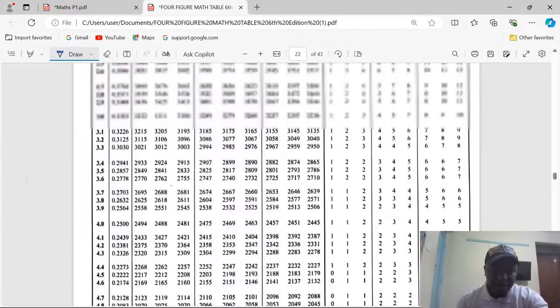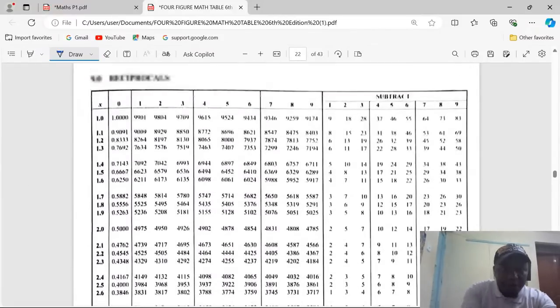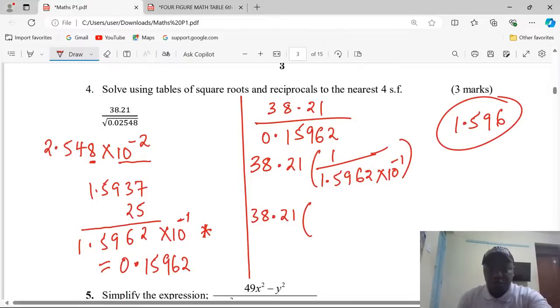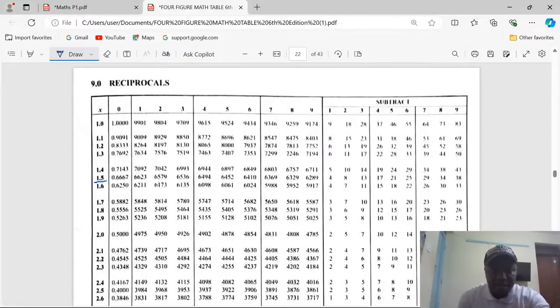1.5, yeah, this is it. 1.5 is here. Then we go to where there is 9. Where there is 9 is here. So we go down that column. This is where we are.